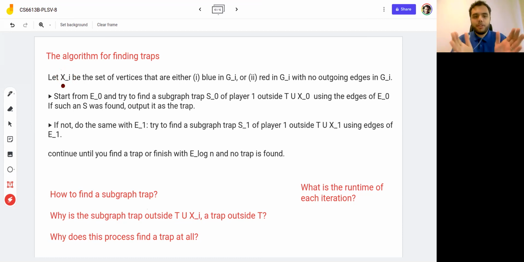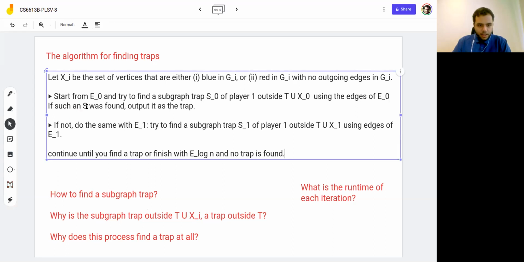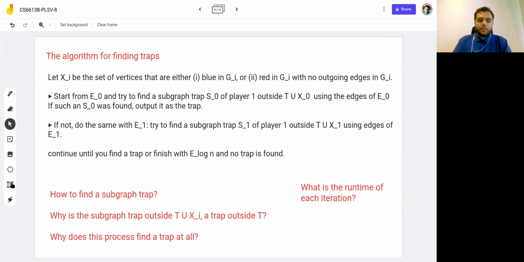And basically the algorithm is that we start with i equal to 0 and try for every possible i. We create the set Xi, and then we try to find a subgraph trap S0 of player 1. We try to trap player 1 outside of T union with this set Xi. And if we can do that, we have found a set S. Well, in this case, it's S0 because in the first iteration, we are working with E0. And then we just return this set S as the trap that we found. Otherwise, we just go to a larger graph in our decomposition and try that.